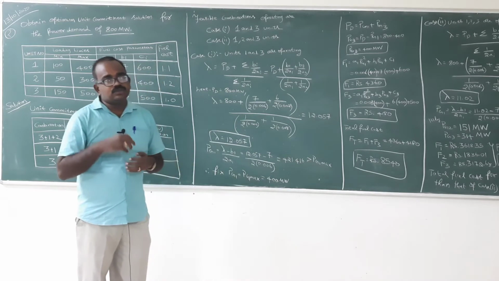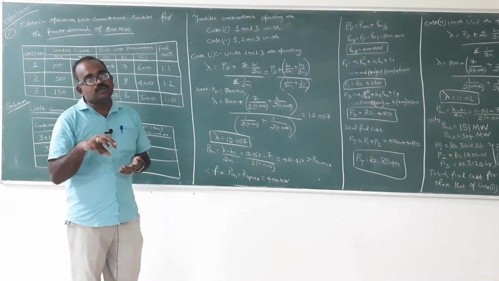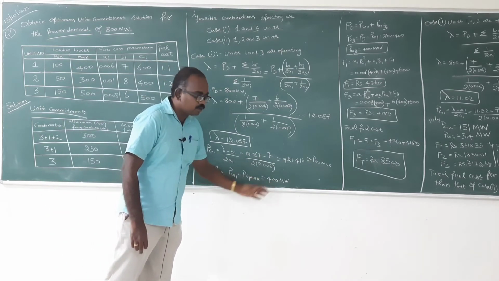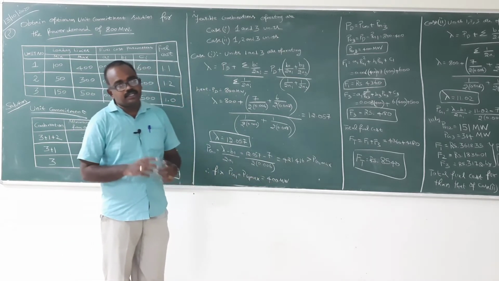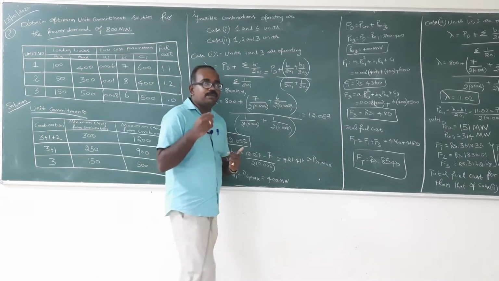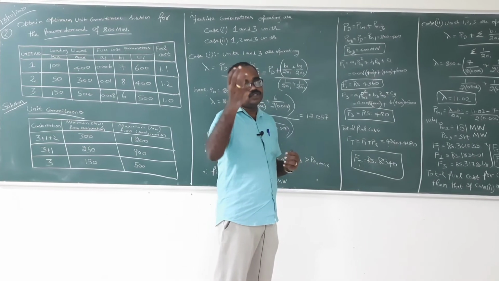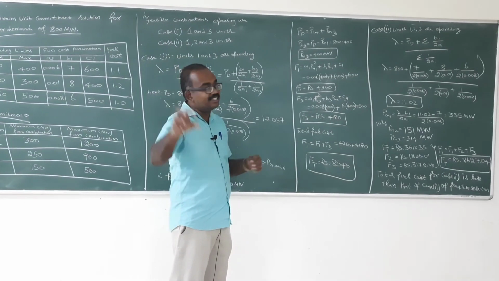Then what we have to do is fix PG1 as PG1 max, so PG1 equals PG1 max, which is equal to 400 megawatt. Then we have to calculate PG3. We have already studied that the total demand PD is equal to PG1 plus PG3.